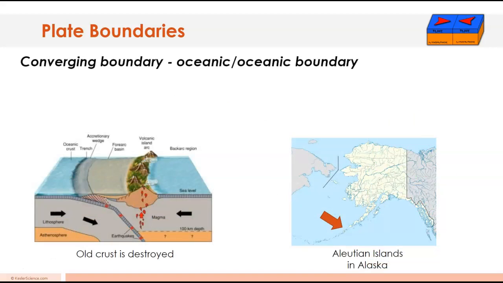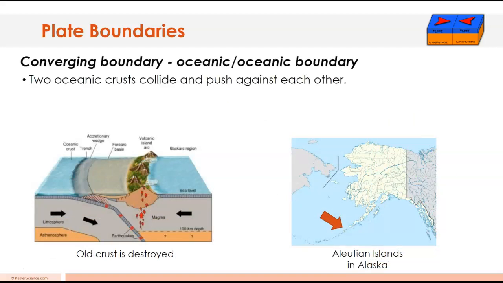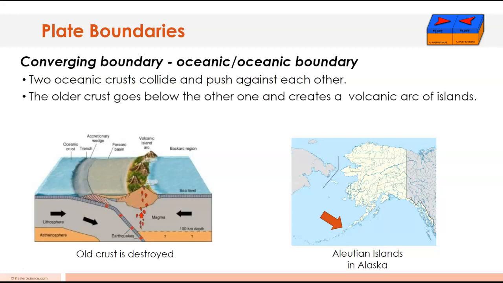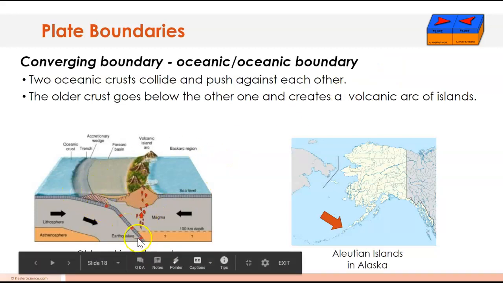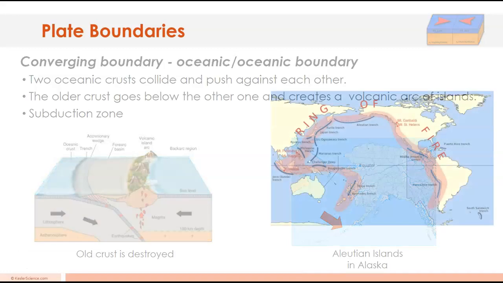All right, so when we have ocean plus ocean, they collide and push against each other. They're the same density, but the older it is, the more dense it is. So the older one will sink below the younger one, and it'll create a volcanic arc of islands like before, but it's happening underneath the ocean. Over time, these little mountains and volcanoes will rise up enough to poke above the ocean surface, and we get the Aleutian Islands in Alaska. It's another subduction zone. Don't need to write it down though.